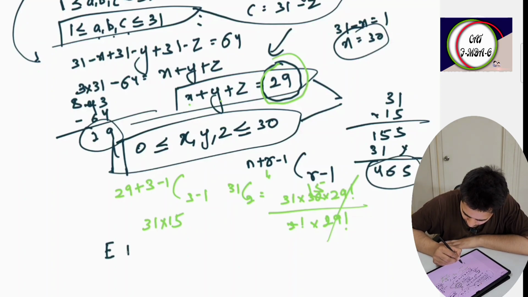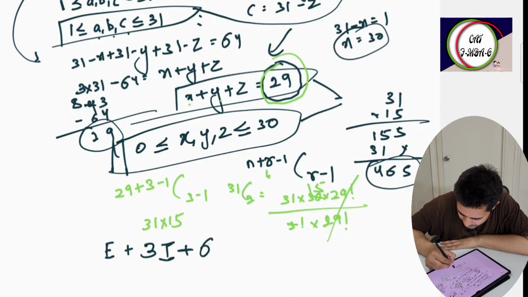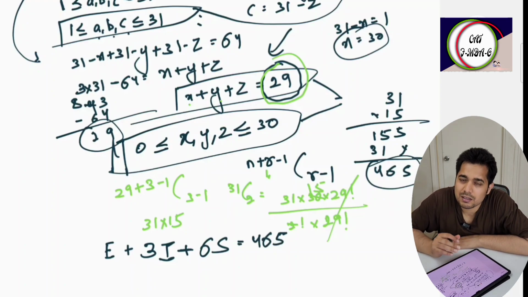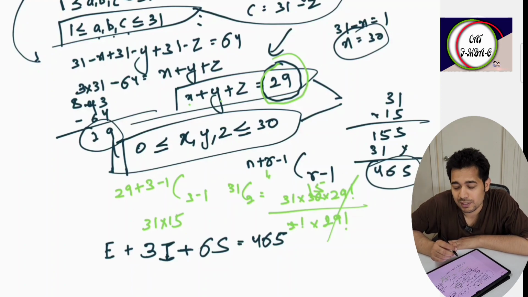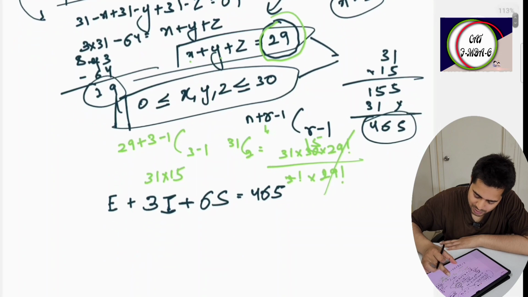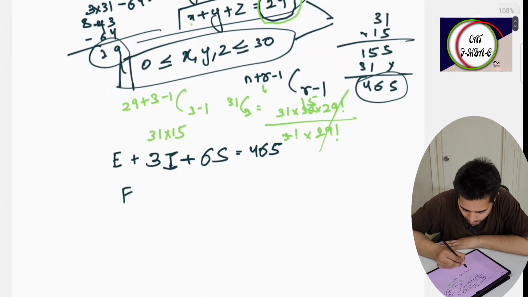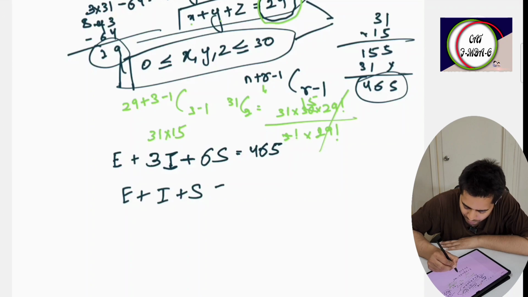So E plus 3I plus 6S is equal to 465. E is the total number of equilateral triangles, I is the total number of isosceles triangles, and S is the total number of scalene triangles. Why have we used 3I and 6S? Because I told you, a total of 3 combinations are possible for isosceles and 6 combinations are possible for scalene. So we are initially using multiplication, then we have to divide. So E plus I plus S we have to find out.